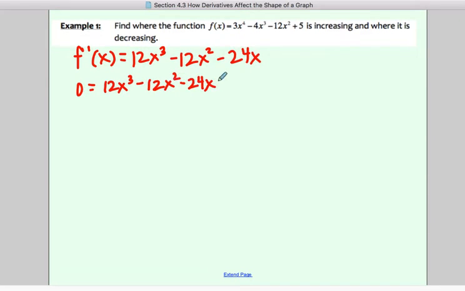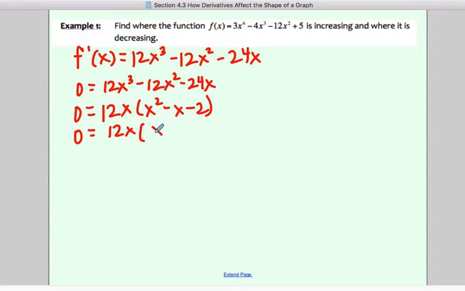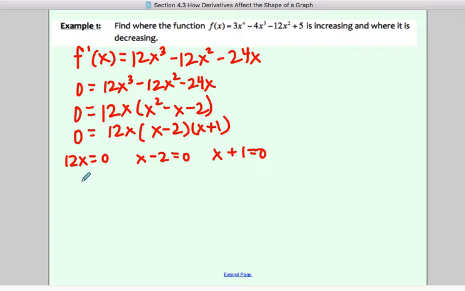Then we have to solve the right-hand side. So what we're going to do is factor out the 12x. So we have x squared minus x minus 2. And then I can factor my quadratic even further, x minus 2, x plus 1. Now we're going to set each part of that equal to 0. So 12x equals 0, x minus 2 equals 0, x plus 1 equals 0. Okay, so x equals 0, x equals 2, and x equals negative 1.